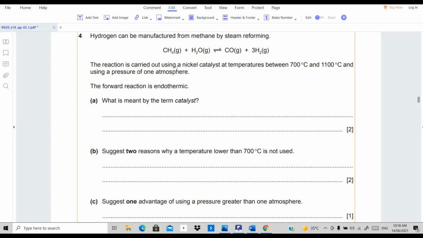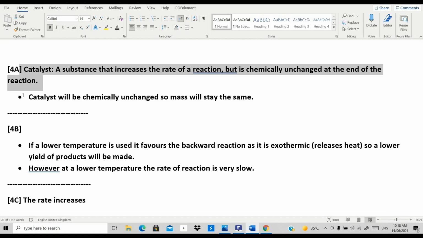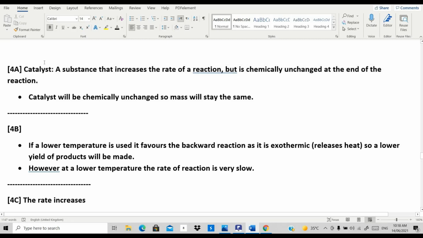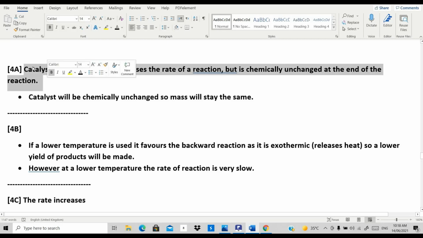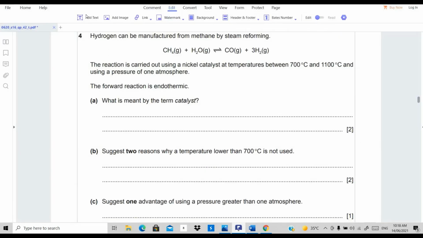So now part A is asking us to give the simple definition of the term catalyst. So what is a catalyst? In a previous video also I explained about catalyst. A catalyst is a substance that increases the rate of a reaction but is chemically unchanged at the end of the reaction. And you need to know one more important point about catalyst. Catalyst will be chemically unchanged, so mass will stay the same. Okay, so this is a simple definition. You are only required to provide this definition. So your answer for this part of the question will be simply this.